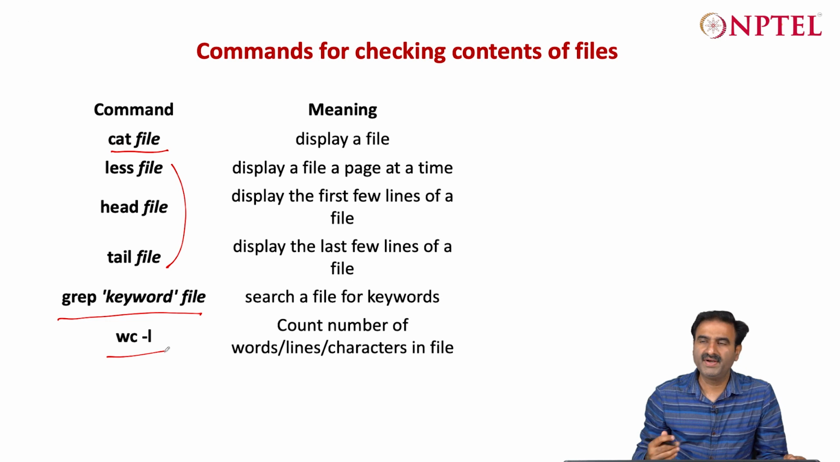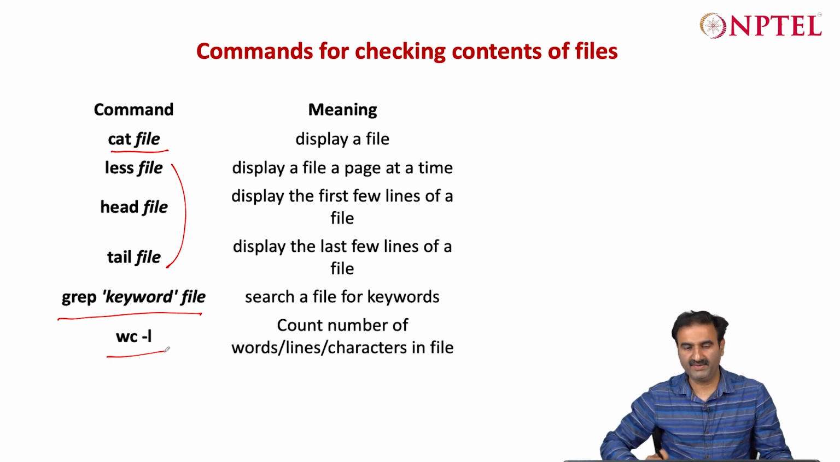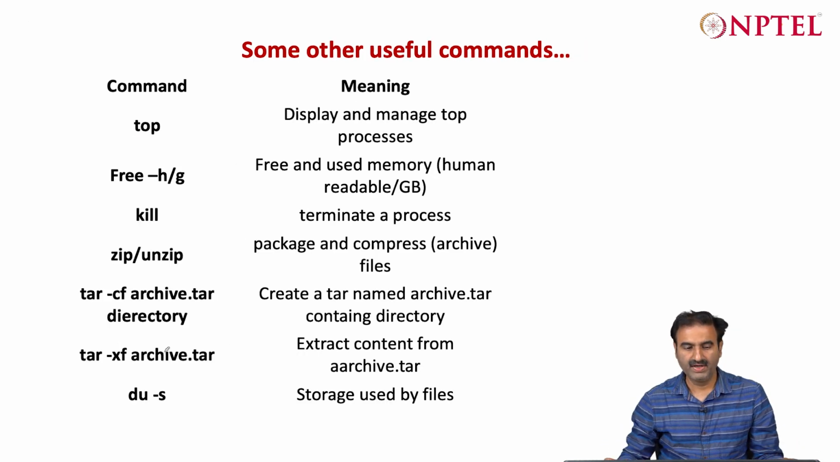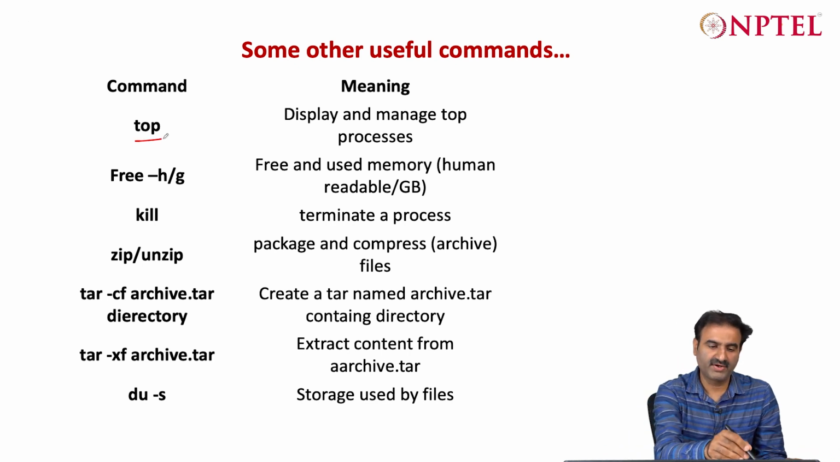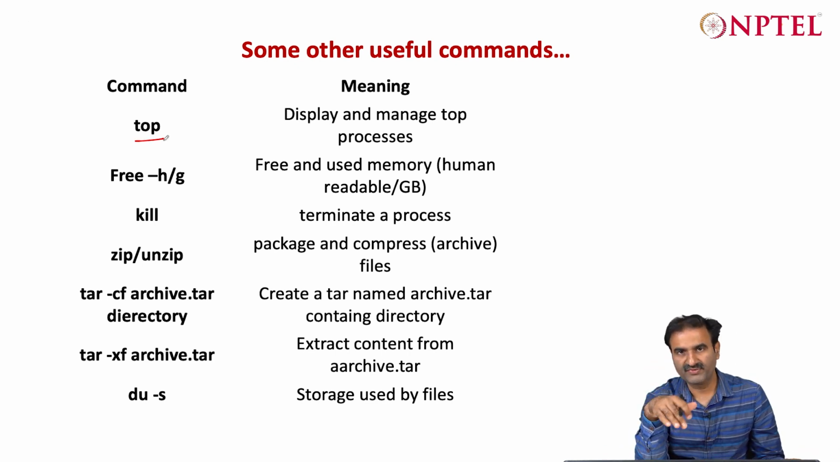If you want to know how many lines you have in the file, you can say wc -l. If you want to know how many characters are in a file, you just say wc and the file name. Okay, now you want to know what processes are running in a system, you can say top. It will list all the processes with the PIDs that we saw in the last class.